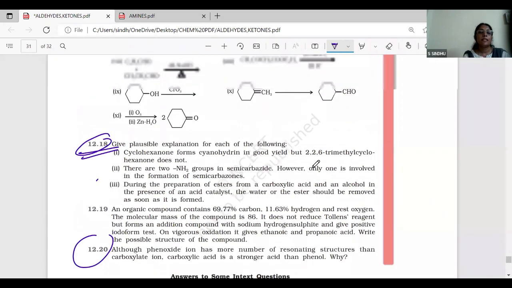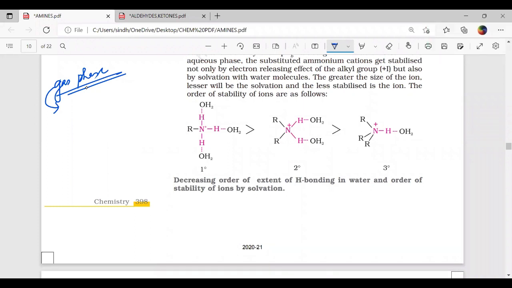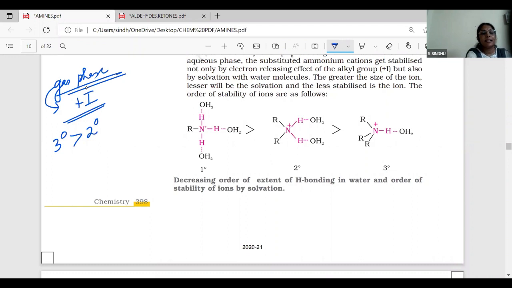In the amines chapter, when it comes to the gas phase and when it comes to aqueous solution, these are 2 different cases. In the gaseous phase, what is the only criterion which determines basic character? The inductive effect, ma'am. It is only the inductive effect, yes. So tertiary will be more basic, then secondary, then primary, because of the plus I effect, more electron density over nitrogen.